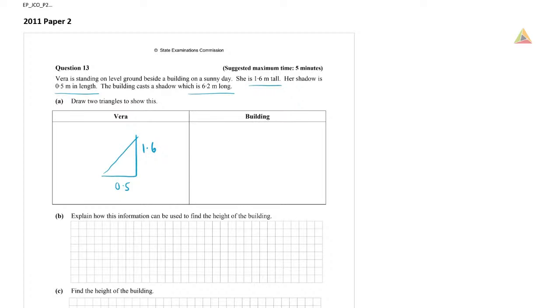So that's for Vera. And for the building, the only thing we're told is that it casts a shadow which is 6.2 meters long. So the building will obviously be bigger, but it casts a shadow which is 6.2 meters long. So this is going to be 6.2 meters long.